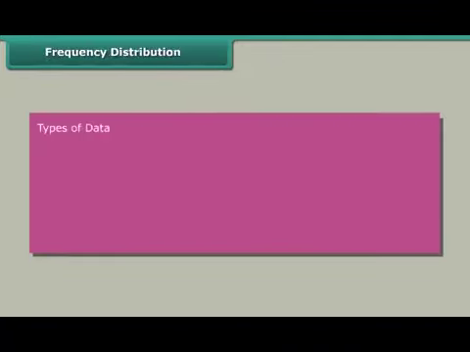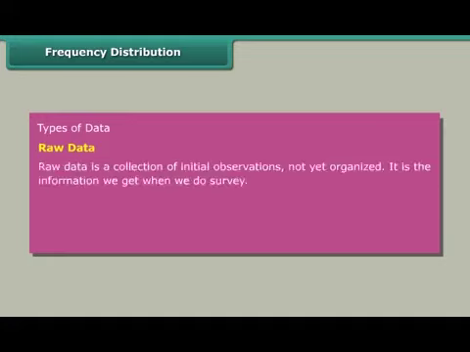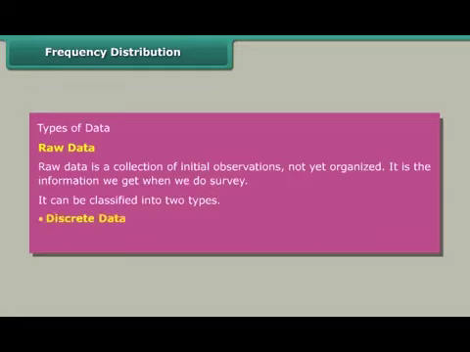We can compare two sets of data using this double bar graph. Frequency distribution. Types of data. Raw data. Raw data is a collection of initial observations not yet organized. It is the information we get when we do a survey. It can be classified into two types: discrete data and continuous data.